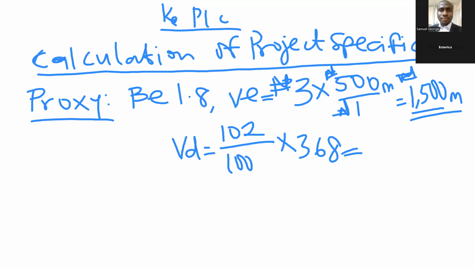102 divided by 100 times 368. I got 375.36 million naira. That is the market value of debt of the proxy. So we've gotten beta equity, market value of equity, and market value of debt. We need the tax rate.